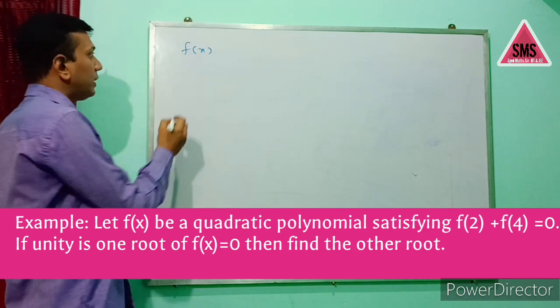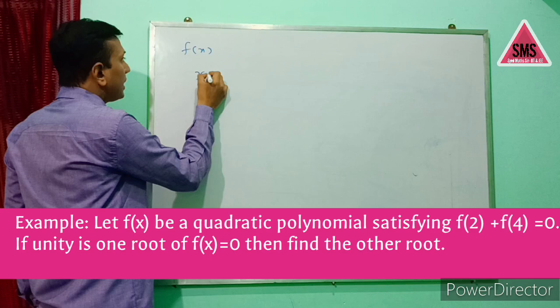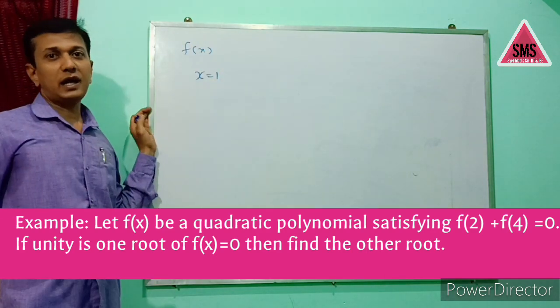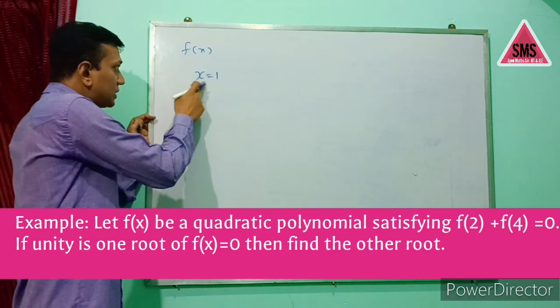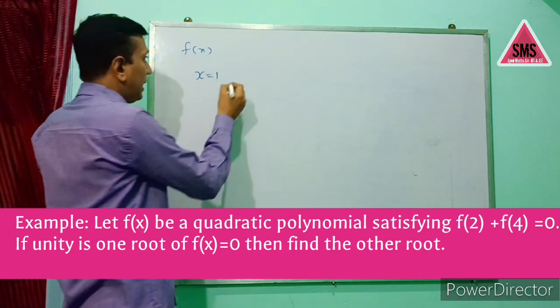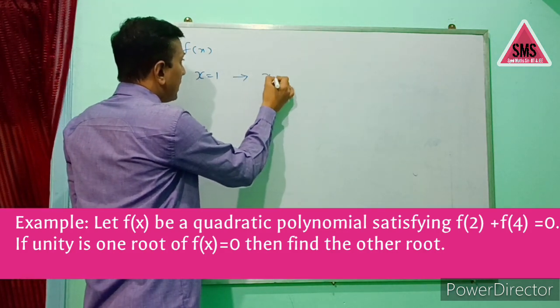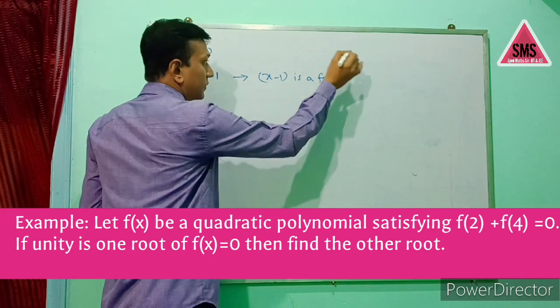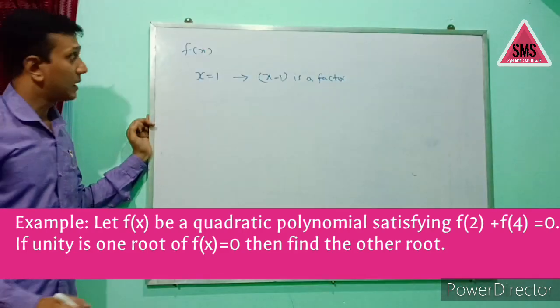What is the meaning of unity? Unity is nothing but x value is 1. That means x equals 1 is one root of that quadratic equation. If x equals 1 is the root, then can I say that x minus 1 is a factor? Yes, we can say that x minus 1 is a factor.